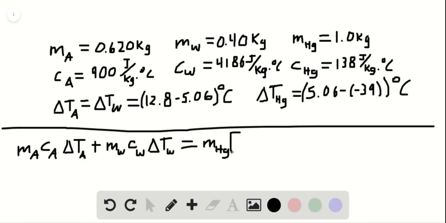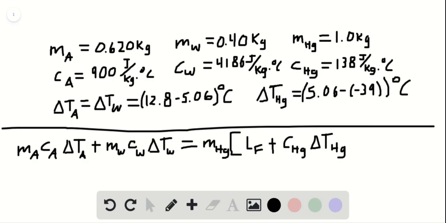And then we pulled that out front because both of these values are going to be multiplied by the latent heat of mercury, L sub F, which is what we're trying to find in this situation, plus the specific heat of mercury, c sub Hg, times the change in temperature of mercury, delta T_Hg, which is the equilibrium temperature minus the temperature of mercury, which was negative 39 degrees Celsius here.